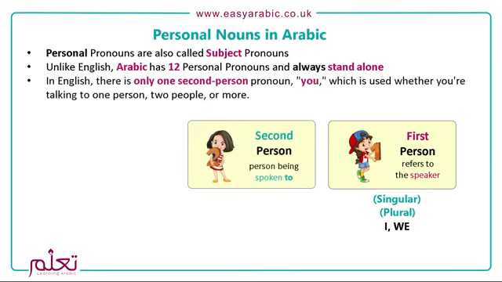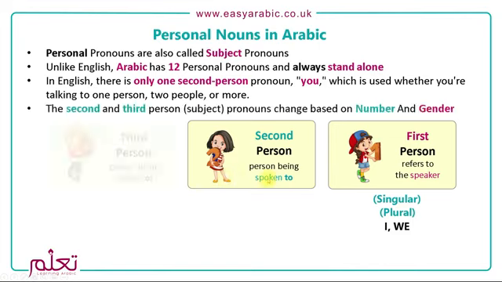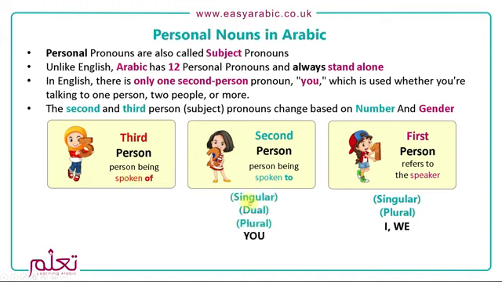But in Arabic the second and third person subject pronouns change based on the number and also on the gender. So for second person and third person, the singular will be different. Then we have dual, so when you're talking to two males or two females, or male and female, it will change. And on the third person, again, it will change based on the gender, he, she, and they, and whether you're talking about two people or more than two people. So let's go through and look at this.